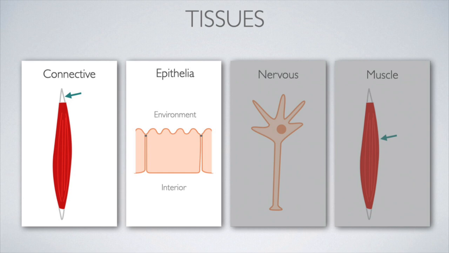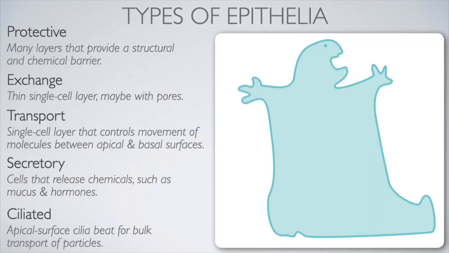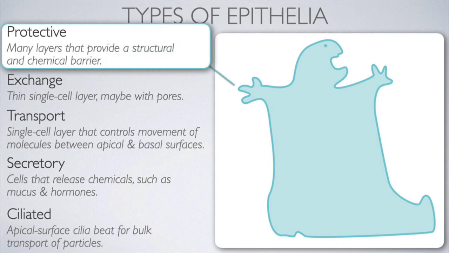Epithelial cells, much like connective tissue, come in a variety of forms. You see that there are functional differences in those different forms, which appear in different regions of the body. Just to give a little bit of an overview here, we have these various types of epithelial membranes. We have protective epithelial cells. This is many layers of cells that provide a structural and a chemical barrier. For example, your skin has this function.